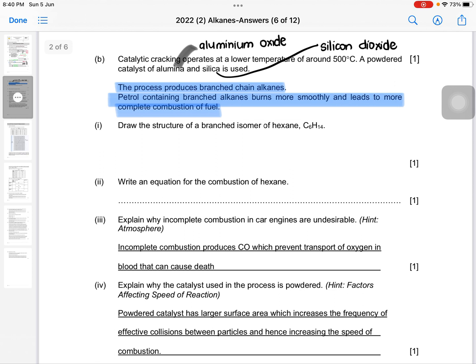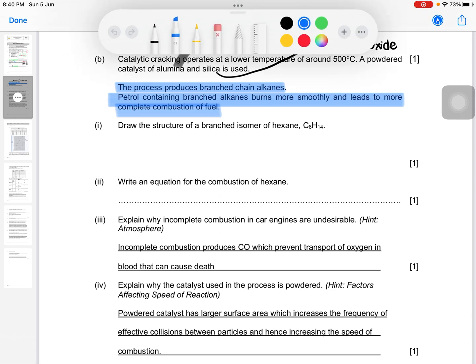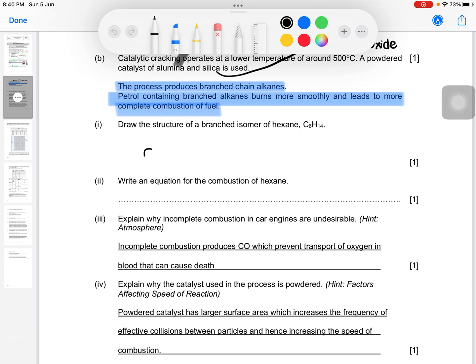Draw a branch isomer of hexane. Ladies and gents, like what we said just now, you always shorten by one carbon chain. So I will draw a 5 carbon chain first, then I will shift one of the carbons as a CH3 here. And for the rest of it, please remember to include your hydrogen.